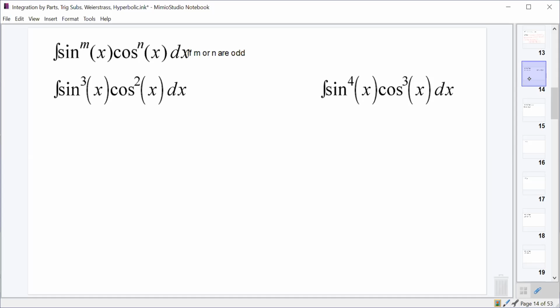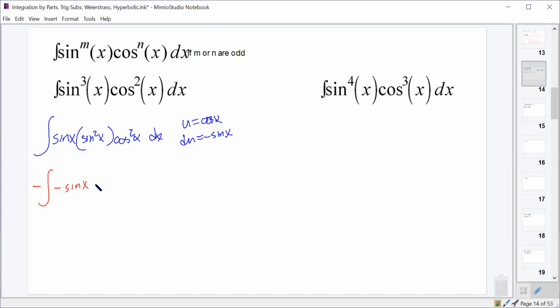So if one of them is odd, for example, sine cubed times cosine squared, take out the extra one that makes the sine odd. So just make this sine x times sine squared x times cosine squared x dx. And eventually we're going to let u equal cosine x, which will make du negative sine x. So I'm going to want a negative and an integral of a negative sine x. And then this sine squared x is actually going to become 1 minus cosine squared x. And that'll be a cosine squared x dx still. And we should be able to go through and turn everything into u's and du's.